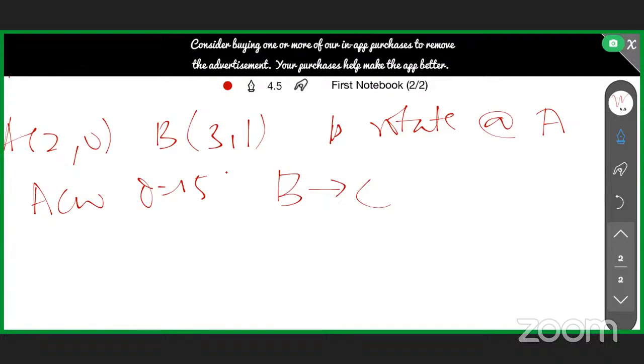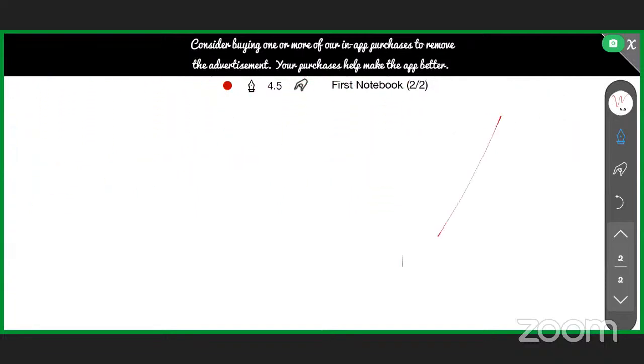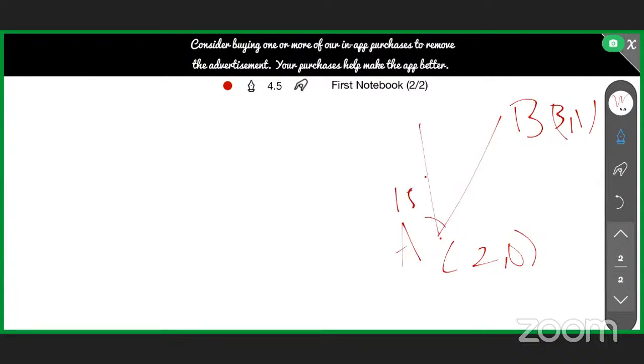Now what they're telling is, listen carefully. There is one line AB joining the points (2, 0) and (3, 1). We are keeping point A constant, and from point A we are rotating this line in the anti-clockwise direction by 15 degrees. Then this B will come somewhere here. What is this point C going to become?